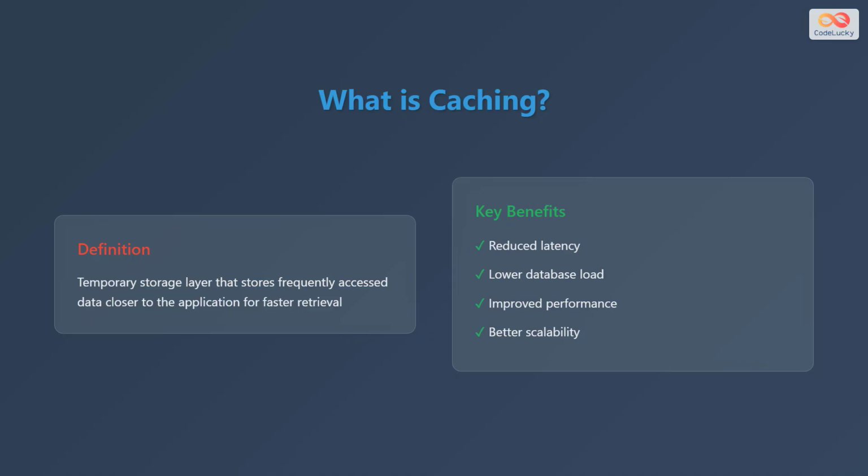So, what exactly is caching? Caching is a temporary storage layer that stores frequently accessed data closer to the application for faster retrieval. Instead of always fetching data from the original source like a database, we can store it in a cache. This significantly reduces latency, lowers the load on the database, and improves overall performance. Caching leads to better scalability of any system.